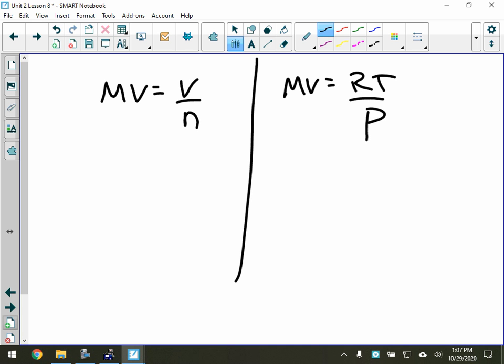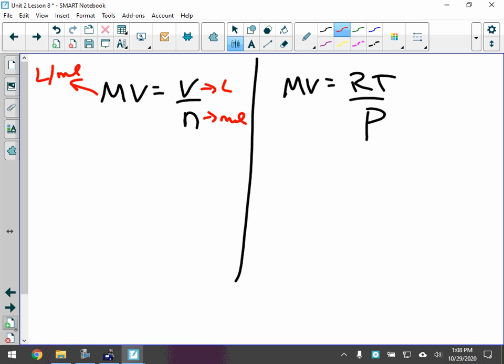You're going to see these 2 formulas here. And again, you'll notice, hey, look, V and n. Oh, that's part of PV equals nRT. Look, R, T and P. That's part of PV equals nRT. And all they're doing here is saying, well, how many liters per mole do you have? Look at the units here. Right? This is liters per mole. And by the way, this is called liters per mole. Let's label those, please. Okay?